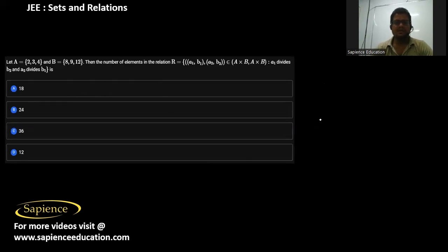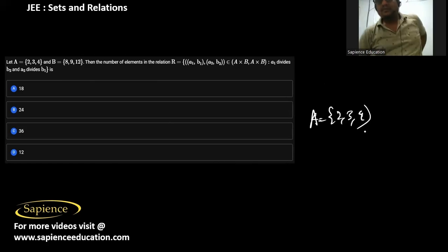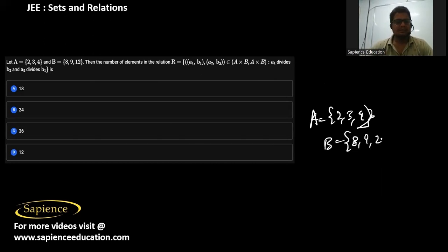Then here it is told, let A be the set 2, 3, 4, and B is the set 8, 9, 12. The number of elements in the relation R is equal to A1, okay, when A1 divides B2 and A2 divides B1.